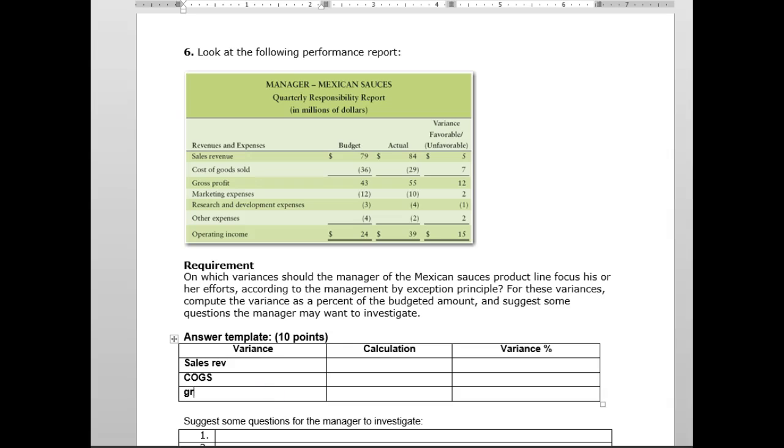And give this some thought. What would you think after you've created a budget like this? This is what's actual, and this is what occurs. So what questions would you ask?